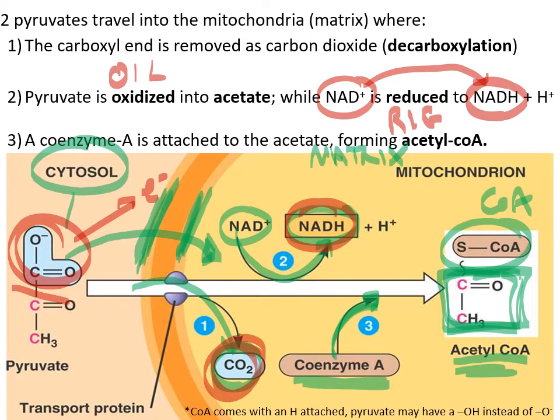Realize that the acetyl-CoA is going to come with the hydrogen attached. Pyruvate may have this hydroxide instead of this OH on it. So depending on which diagrams you're looking at, you may see it with the hydrogen or without the hydrogen. Again, our ongoing neglect of hydrogen in biology continues.